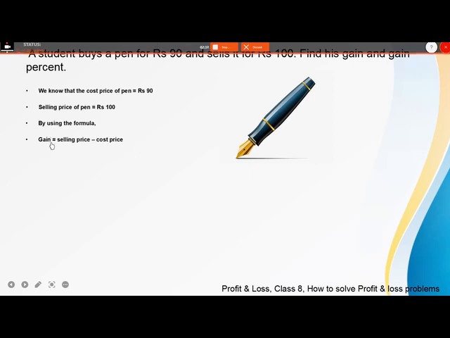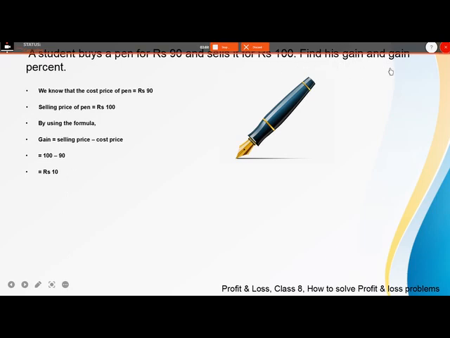You may not need to memorize this formula because you can just use your own mind. It is very simple: if you bought it for 90 and sold it for 100, how much is the profit, how much extra money do you get? That is called gain here. Let's put in the values. It is 100 minus 90, so the profit is rupees 10. I hope you understand this.